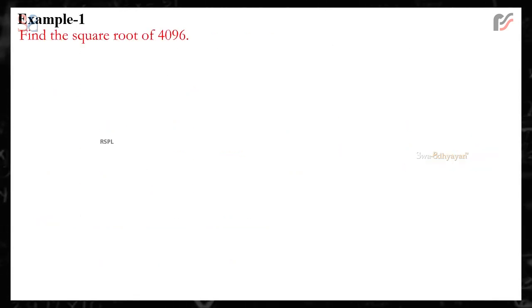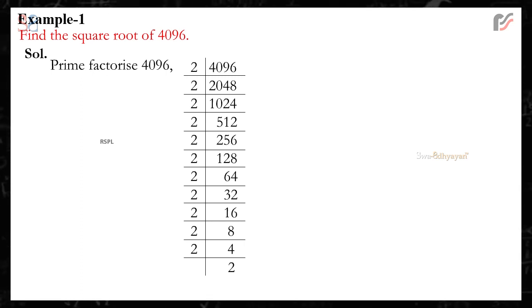Example 1. Find the square root of 4096. Solution. Prime factorize 4096. On dividing 4096 by 2, we get 2048. On dividing 2048 by 2, we get 1024. On dividing 1024 by 2, we get 512. On dividing 512 by 2, we get 256. On dividing 256 by 2, we get 128.